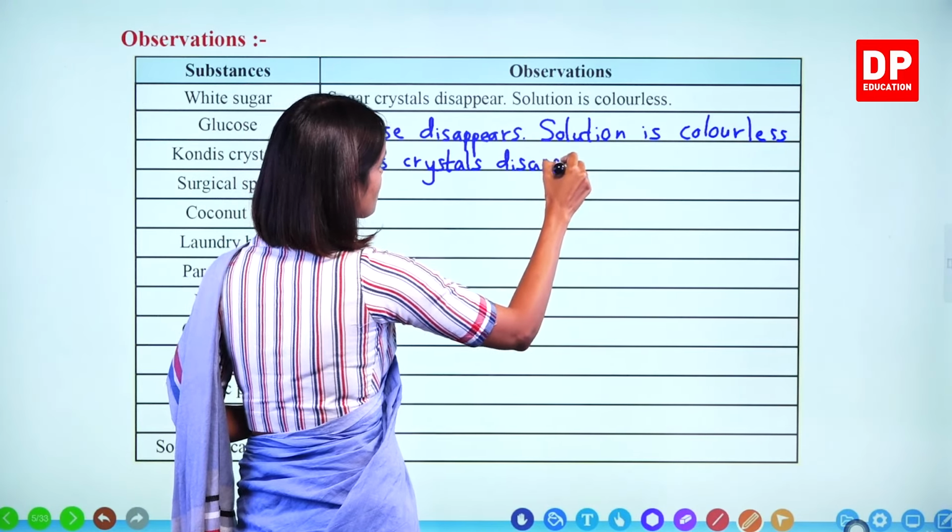Separate to two layers. Okay. Common salt, it was very clear. Common salt nicely dissolves in water and the solution becomes colorless.